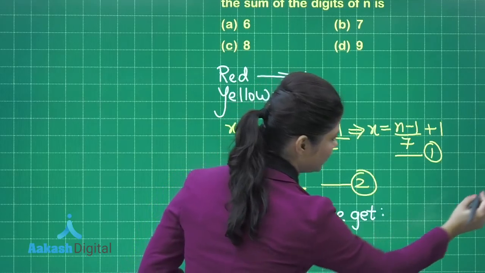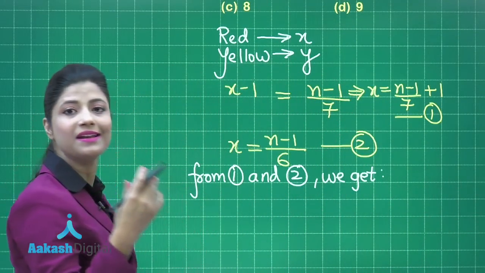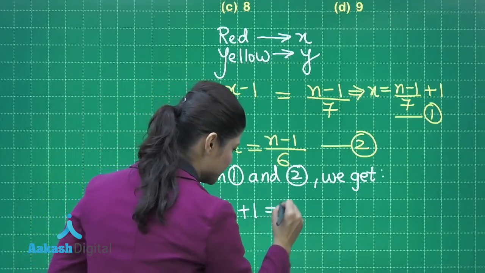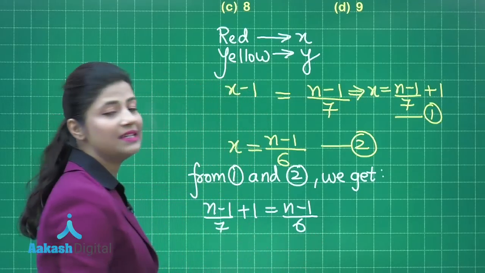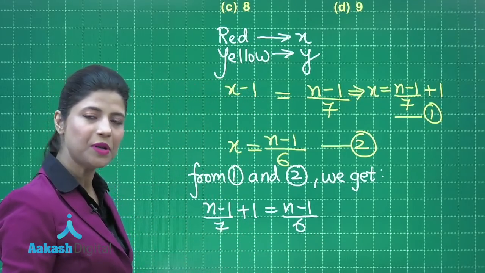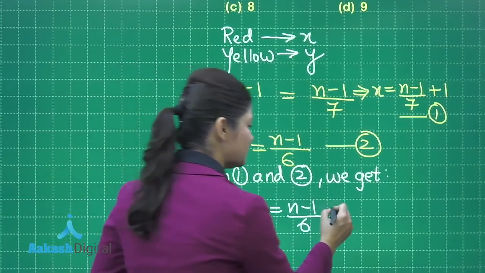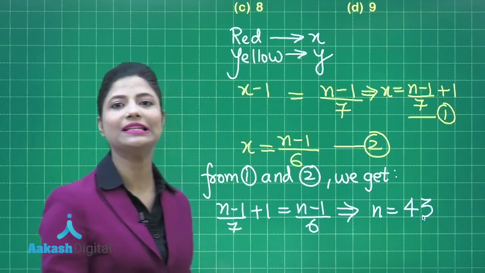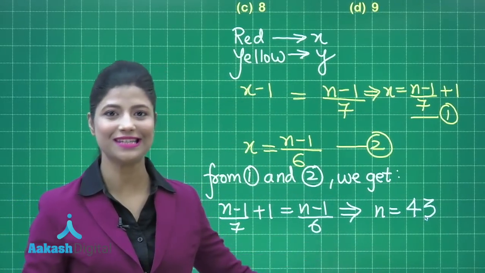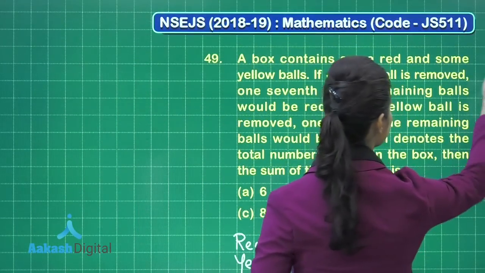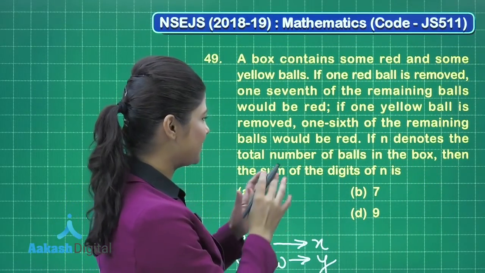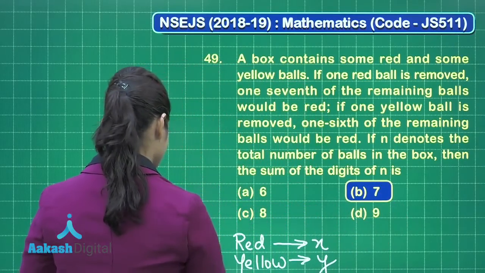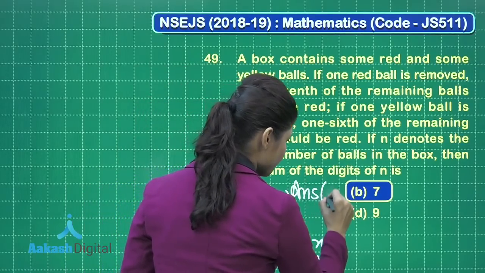From equations 1 and 2, we get that x can be compared, that is, the LHS can be compared from both sides, resulting in (n minus 1)/7 plus 1 equal to (n minus 1)/6. You can clearly see this is an equation in variable n. This is a linear equation in one variable which can be easily solved to get the value of n equal to 43. But in this question, you need to obtain the sum of the digits of n, which is clearly 4 plus 3, 7. So out of these 4 options given in this question, I can mark the answer as sum of digits of n. So option B is the correct answer. Let's write here: answer for this question is option B.